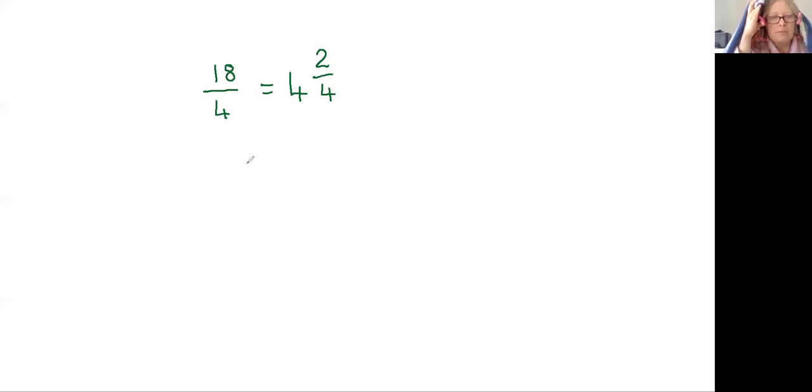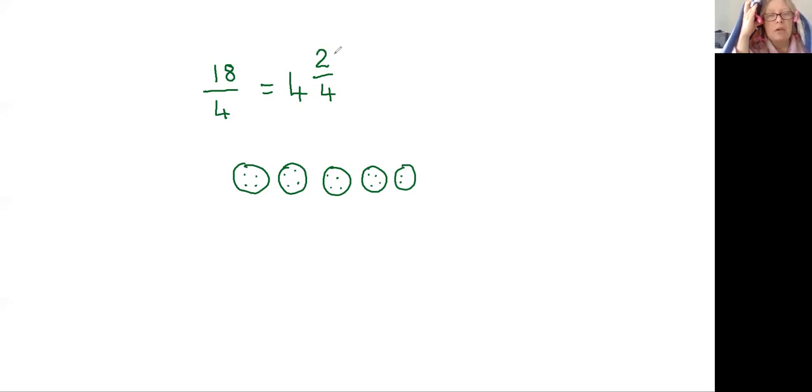So we can draw some groups. There's a group of 4. There's a group of 4. 4, 8, 12, 16. And here's the 2 leftovers. Now remember from our simplifying fraction video that this 2/4 can also be written as 1/2. So 4 2/4 can also be written as 4 1/2. And in fact, this is the best answer. It's the simplest answer. We're always looking for the simplified answer.